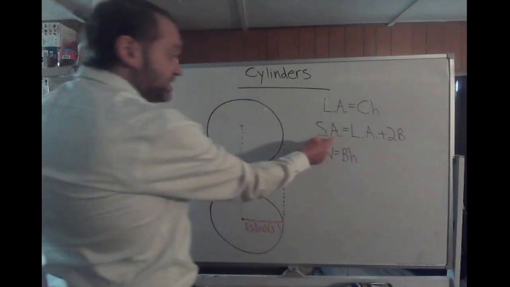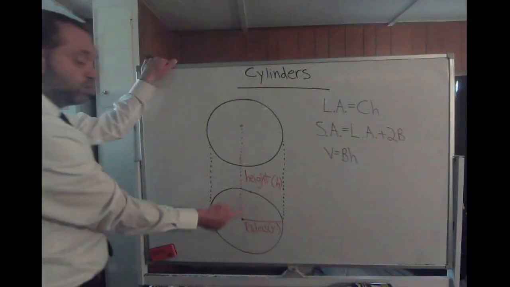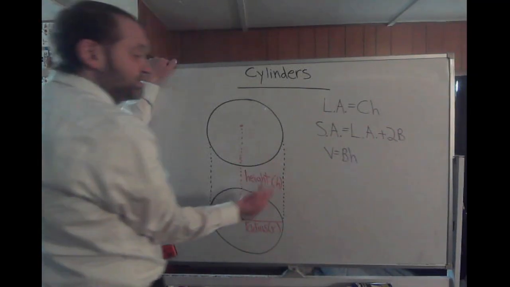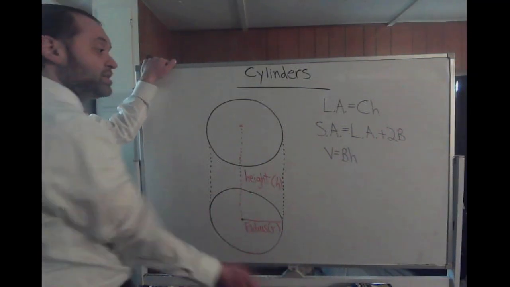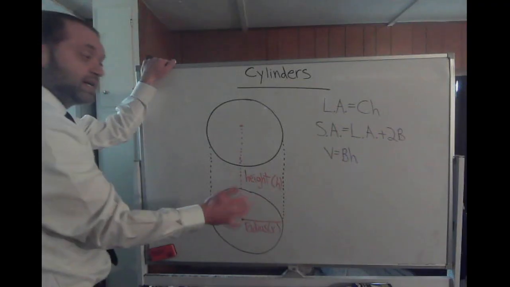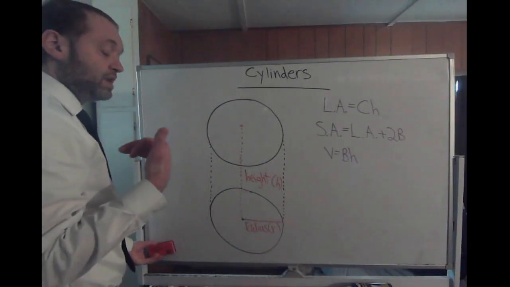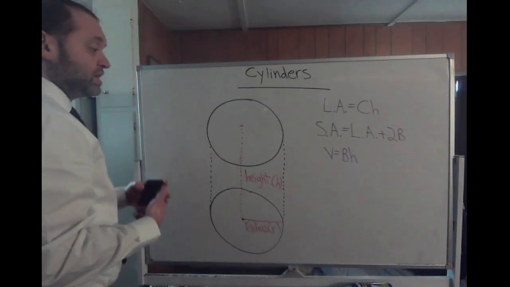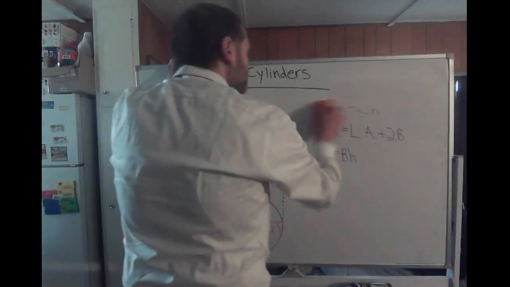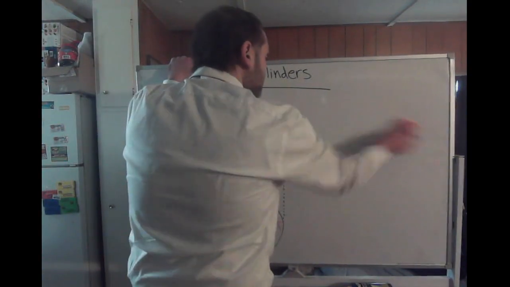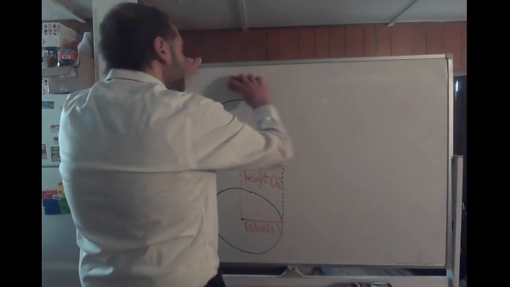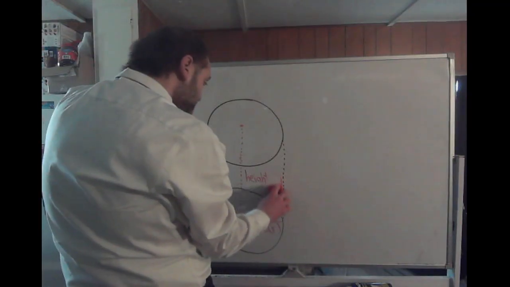And then the surface area is the lateral area plus twice the area of one of the bases, since there's two bases. And then you have the volume, which is the area of the base times the height of the cylinder. So we'll get into some exercises here with cylinders. I'm going to keep this up because it could prove useful.